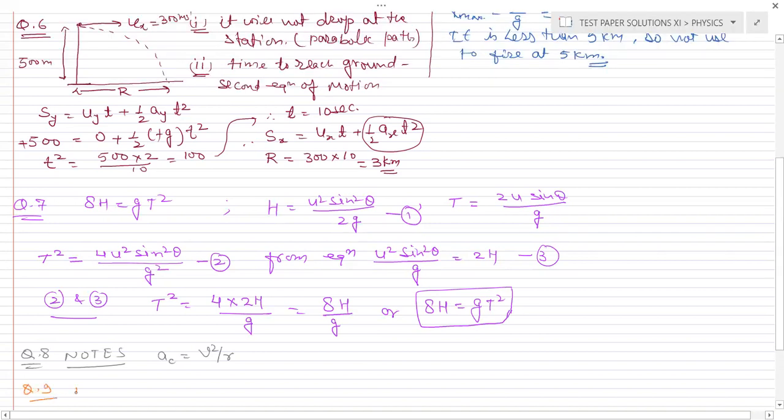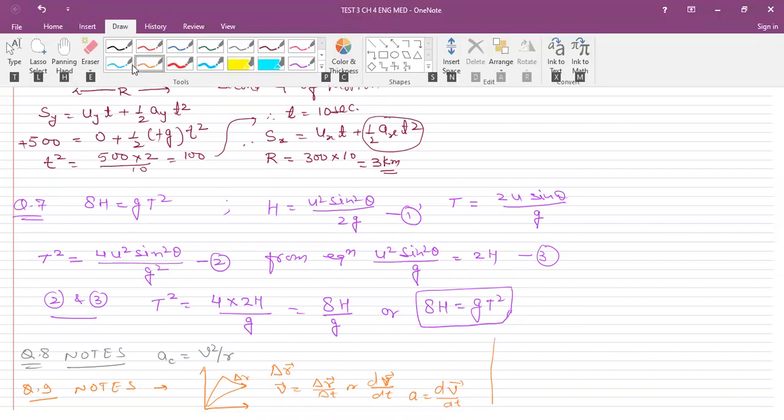Question number 9, again from the notes, which is this article. Having position vectors r1 and r2, then the displacement vector is delta r. So find out delta r, then velocity is delta r upon delta t, or dr upon dt, and the acceleration is dv upon dt, right? This article.